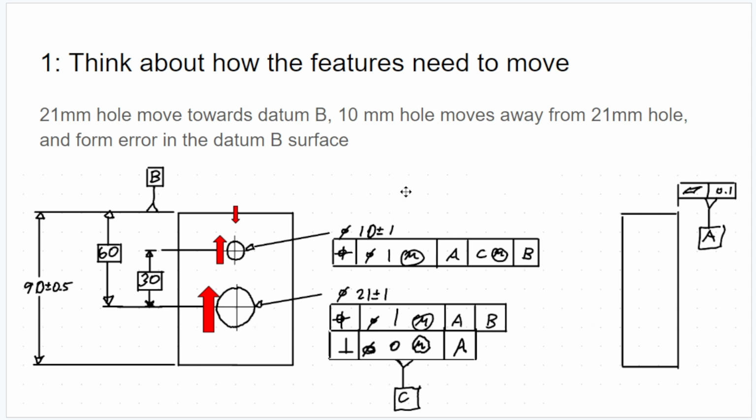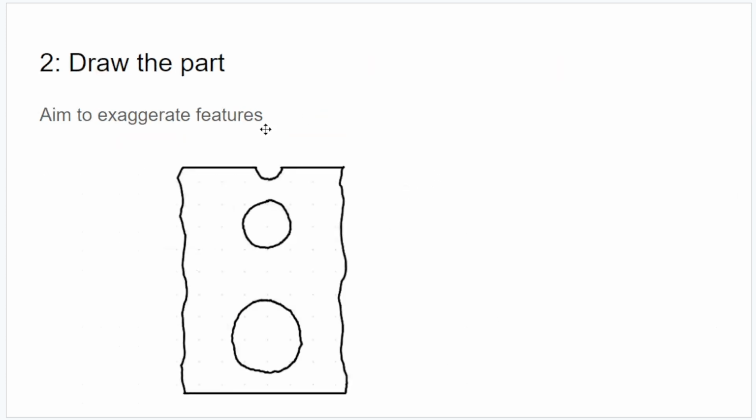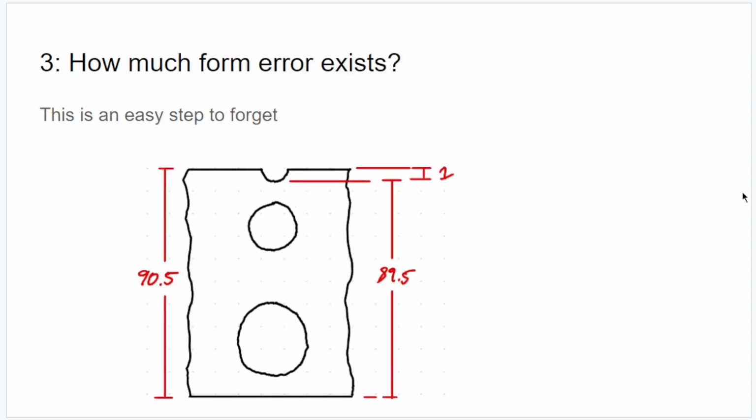So an exaggerated drawing of this, step 2. And this is approximately what it would look like, and we can't see any of the deviation in the hole or any of the travel in the hole without looking at the gauges. Like I said in the previous video, we're going to do the form error early on. So step 3, we're going to look at the form error. It's still only 1 millimeter. I haven't changed this at all.